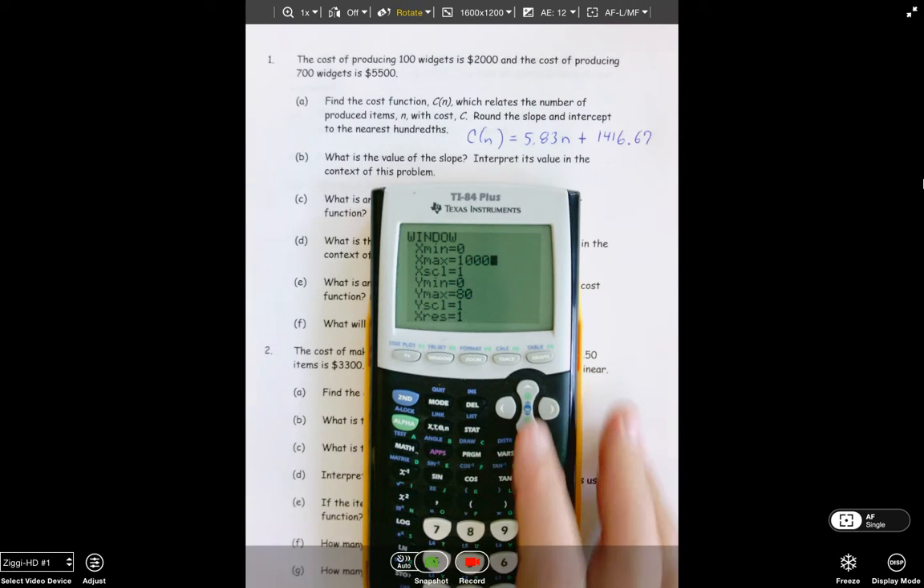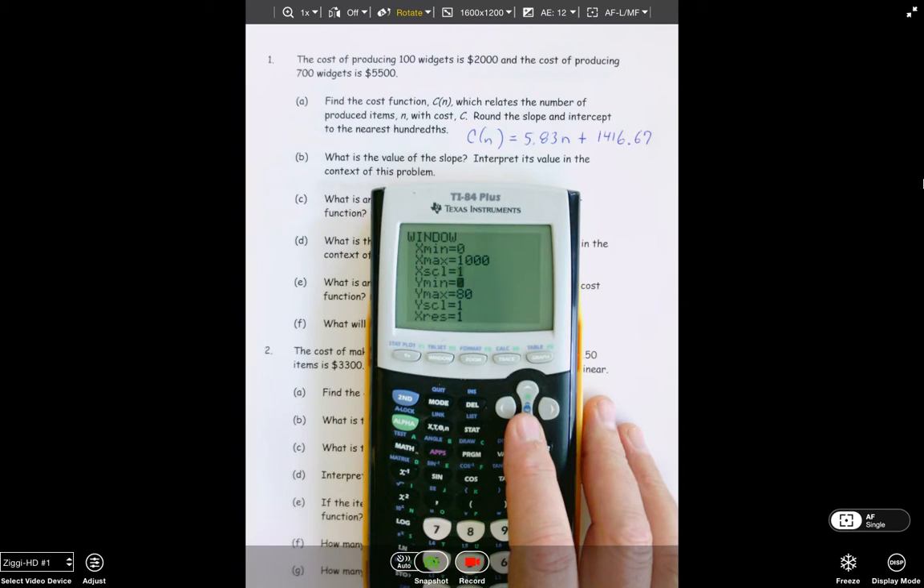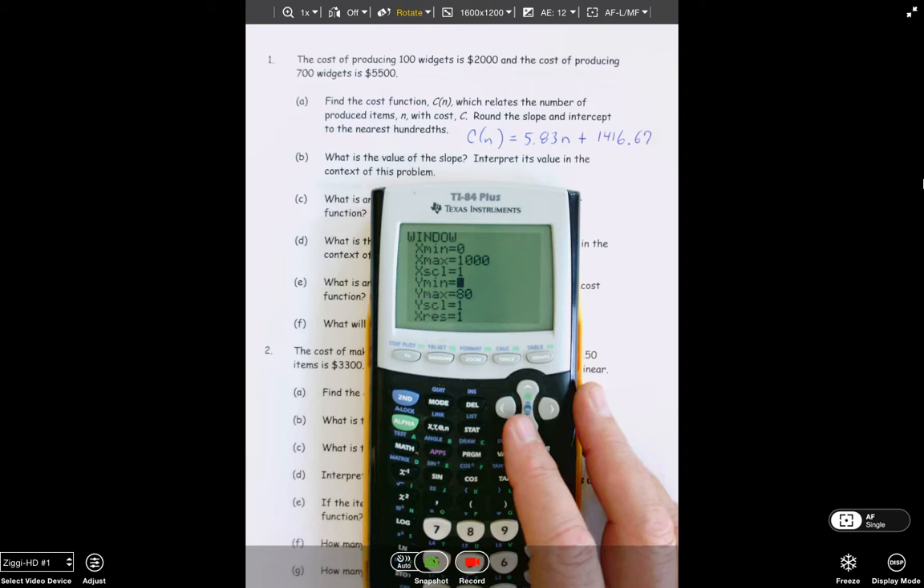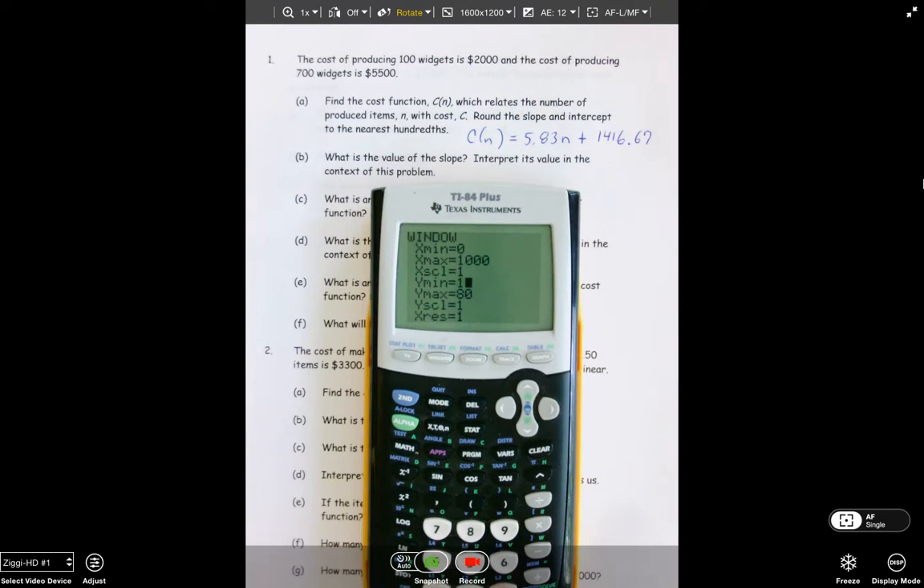And in this problem, my y's represent my cost. Well, my cost ranges from 2,000 to 5,500. So I'm going to let the cost go from a little bit below 2,000. I may start at, say, 1,000, and do my cost maybe at 6,000, something above the biggest. Okay, hit graph. And I see the graph of the line.